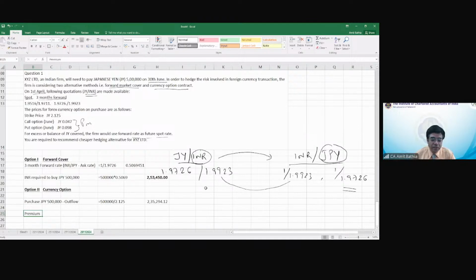सर मुझे जापानीज येन चाहिए, मीन्स आई वुड सर्च फॉर ऑप्शन दैट समवन वुड सेल मी जापानीज येन. अच्छा एक बात, let me ask you a simple question. Which is the pricing currency over here? जापानीज येन. If the strike price is mentioned as Japanese yen 2.125, let me write over here.